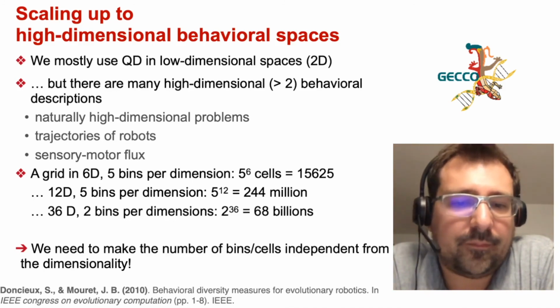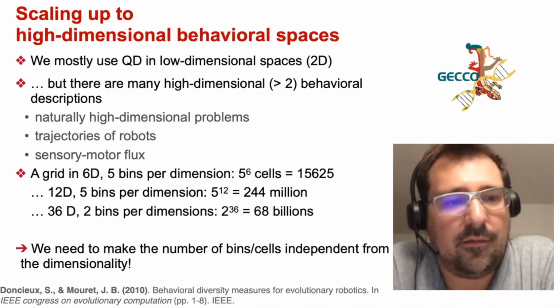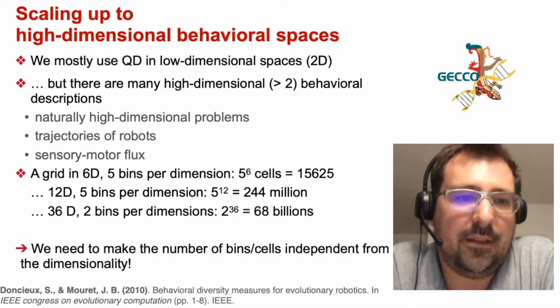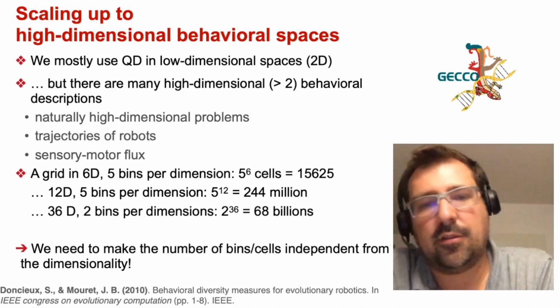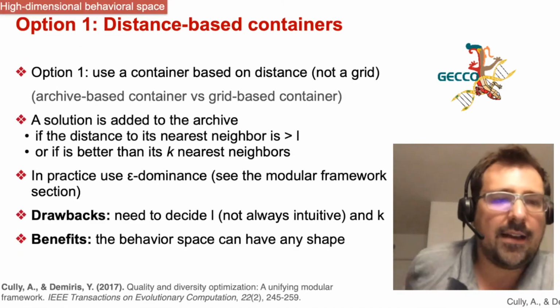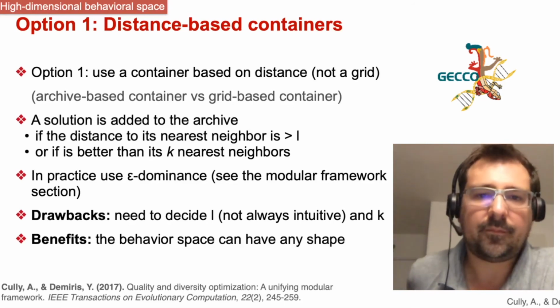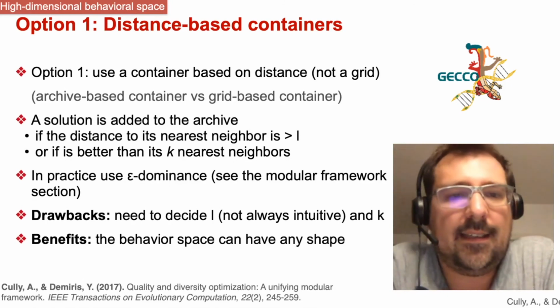So we need to find a way to not use just a regular grid as we did in MAP-Elites if we want to use more high-dimensional behavior spaces. Essentially, we need to make the number of cells independent from the dimensionality. I know two options to do this. One is to use distance-based containers. In that case, we don't use a grid. We use a container based on the distance.